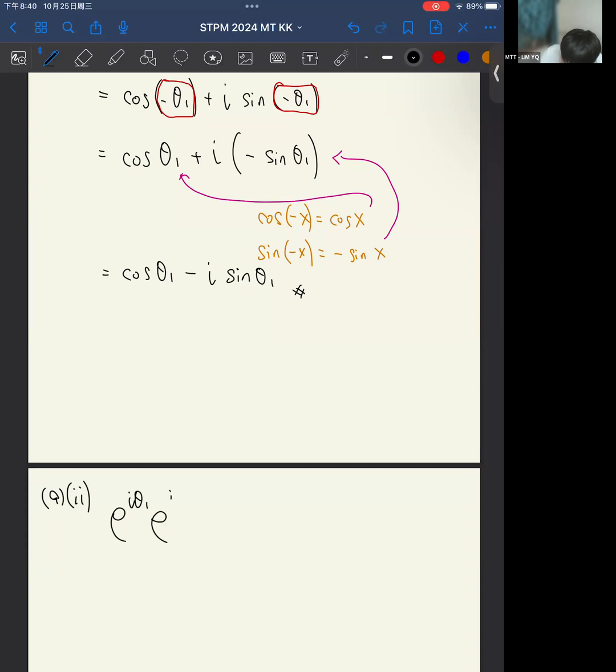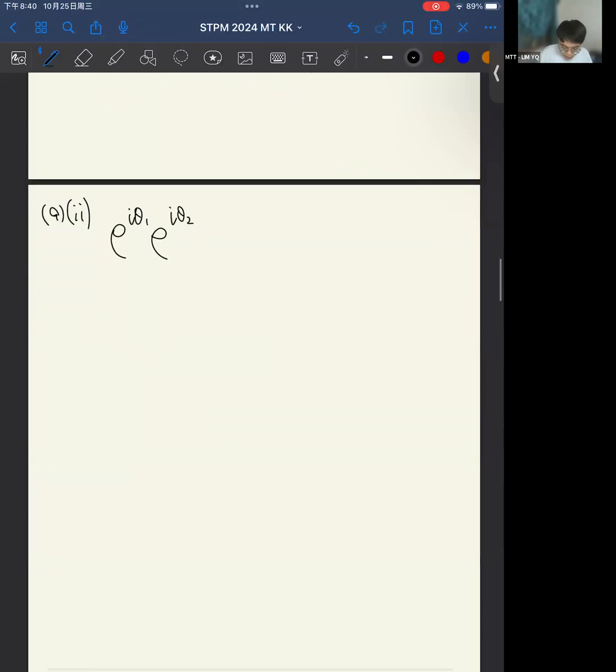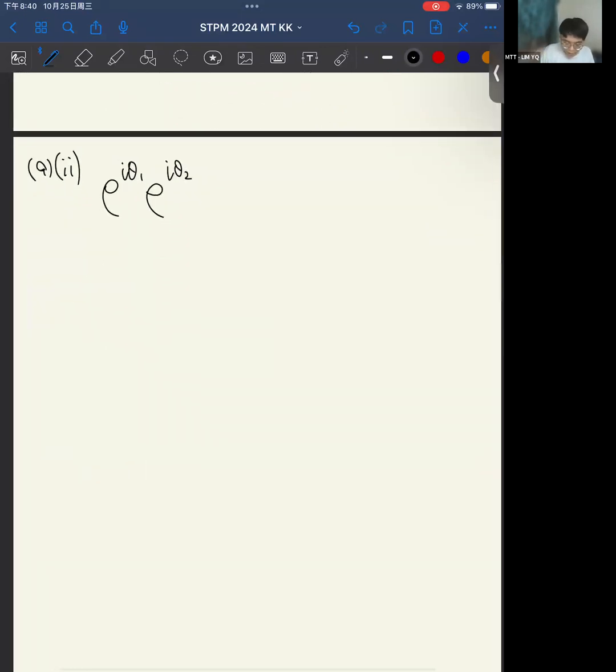e^(iθ1) multiplied by e^(iθ2). We want to show it is equal to e^(i(θ1 + θ2)). We will use equation 4. We will first substitute θ as θ1 and then θ as θ2 into equation 4.